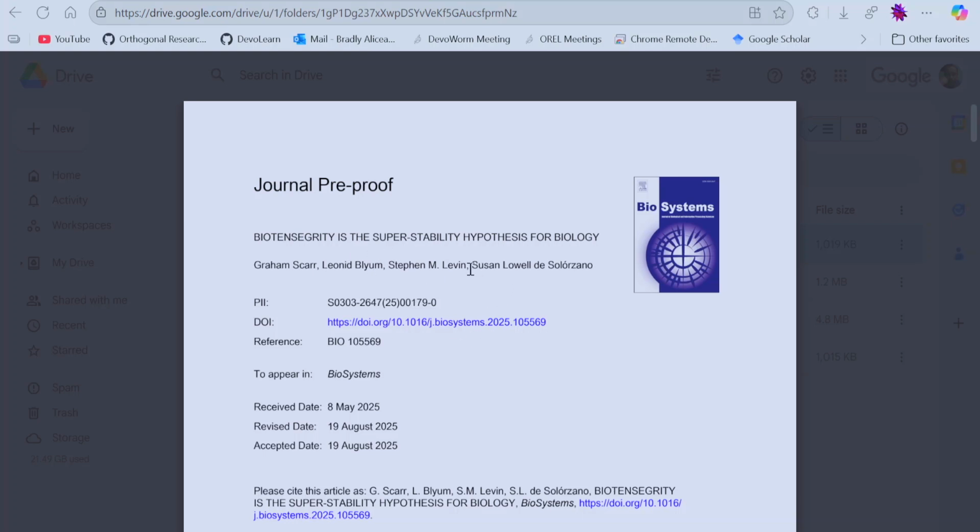Stephen Levin is on this. Susan Lowell de Solorzano is on this. And Graham Scarr too. Yeah, Graham Scarr. He's into tensegrity and biology. Yeah. This is Biotensegrity is the superstability hypothesis for biology.